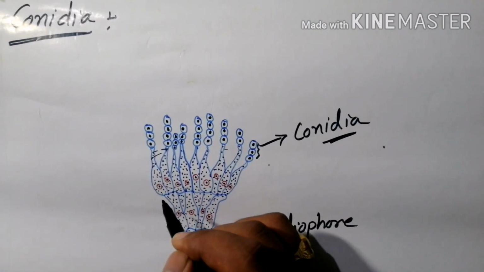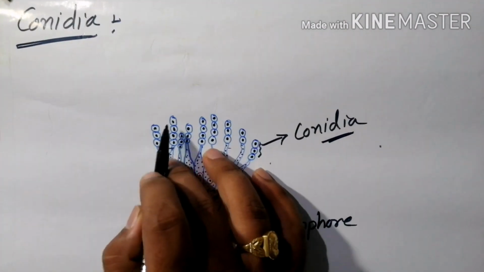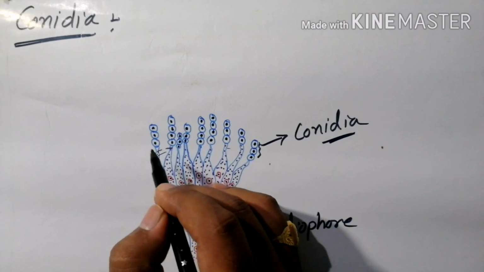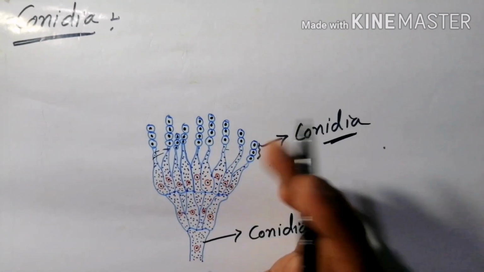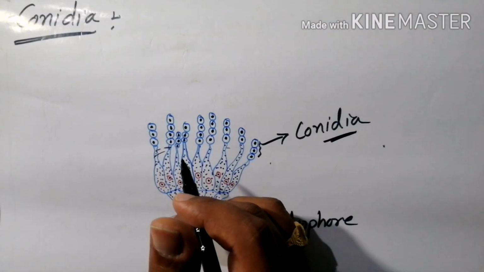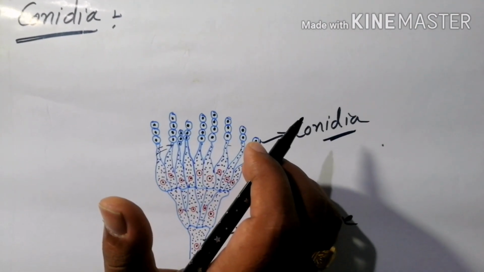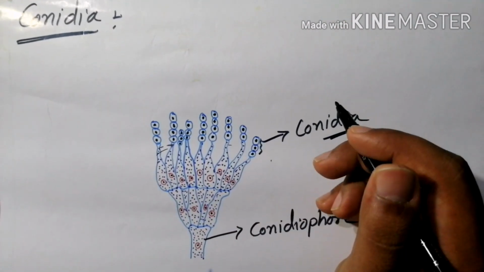So these are non-motile spores. Obviously they are non-motile because there is no formation of flagella. The cells are tough and hard in structure. So these are non-motile spores produced singly or in chains, constructed at the tip of hyphal branches called conidiophores. So these are your conidiophores.